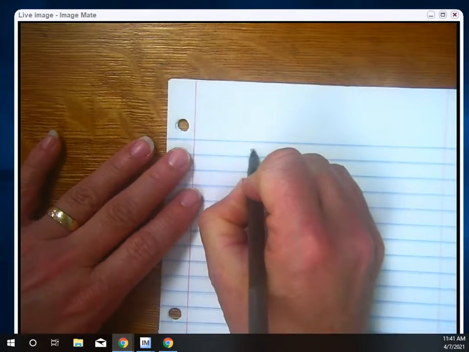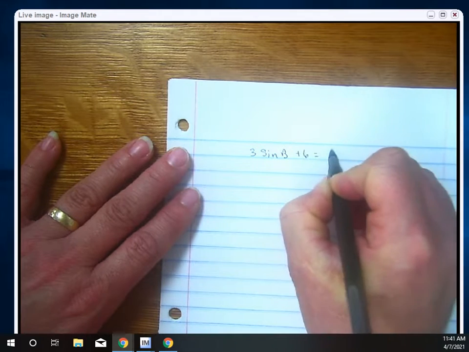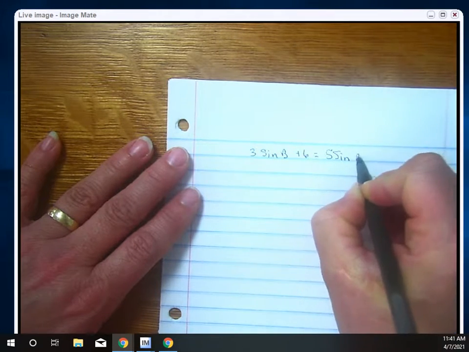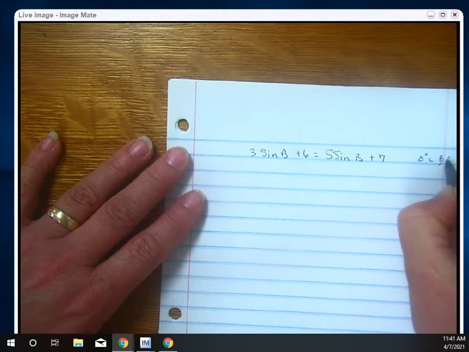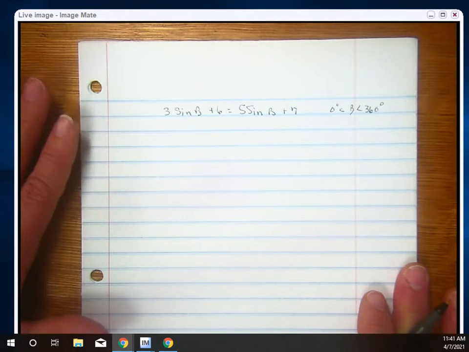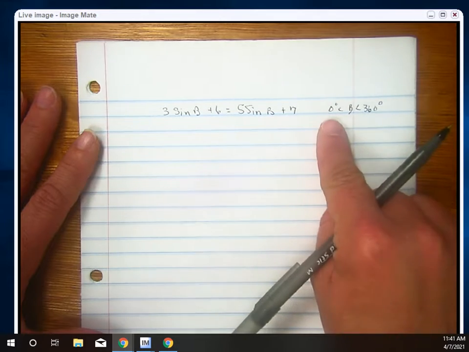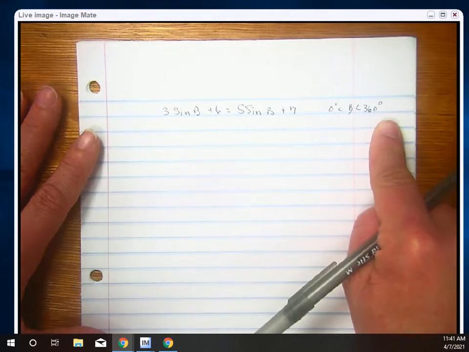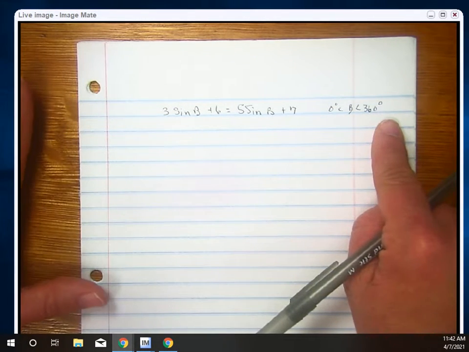All right, so let's look at 55. We're going to solve 3 sine beta plus 6 equals 5 sine beta plus 7. Now, over here, when you're looking at where beta is, this is going to tell you whether your answer should be degrees or radians. If beta is between 0 and 360 degrees, that tells you your final answer will be in degrees. Now we're just going to solve this like you already know how from Algebra 1.